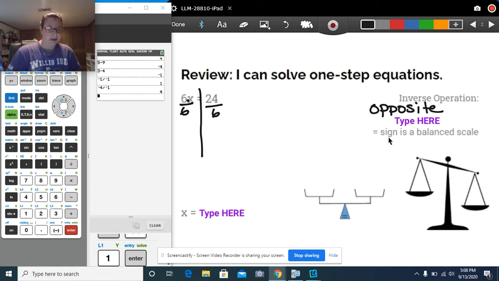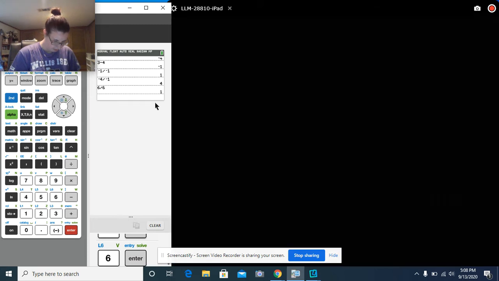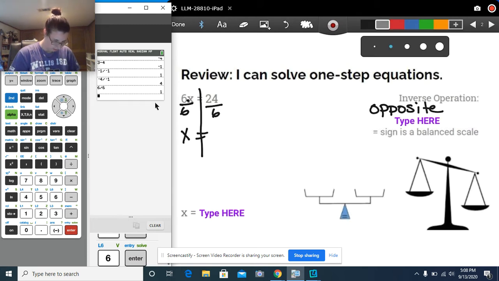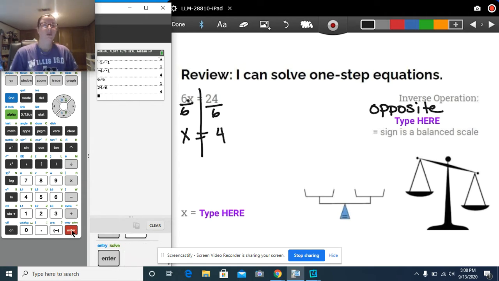If I divide 6 by 6, I'm going to use my calculator just to make sure I get all the math right. 6 divided by 6 is equal to 1. That's why over here I'm going to write down just an x. It is understood that there is a 1 in front of that x. And then 24 divided by 6 will equal, we know our multiplication facts, 4. So I want you to type the answer 4 right here.